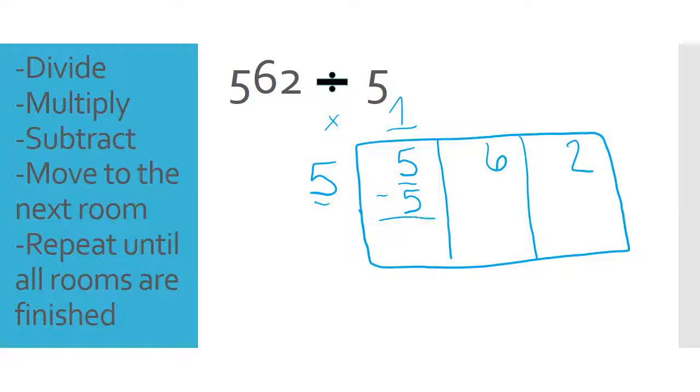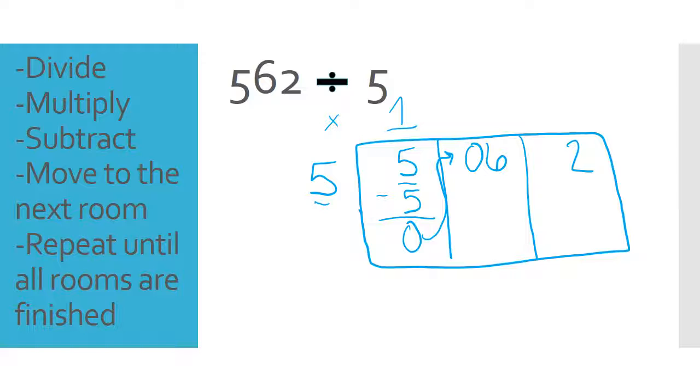Then I'm going to subtract just like always. Now here's where it gets different. Instead of bringing anything down, I'm actually going to move my 0 to the next room. And I'm going to draw the arrow to tell me to do that. I moved my 0 over there. My room is ready. I'm going to divide this room now.